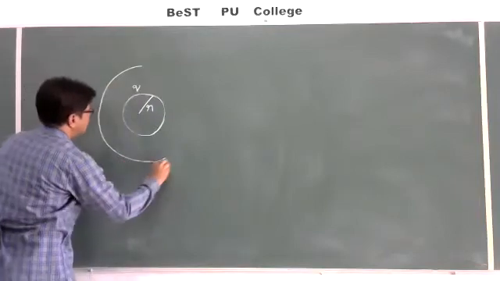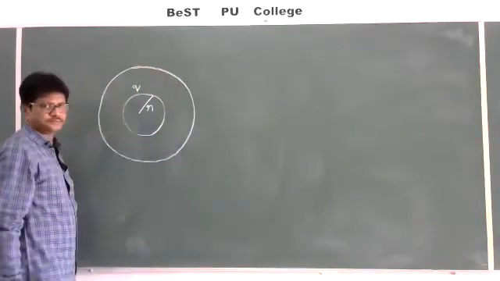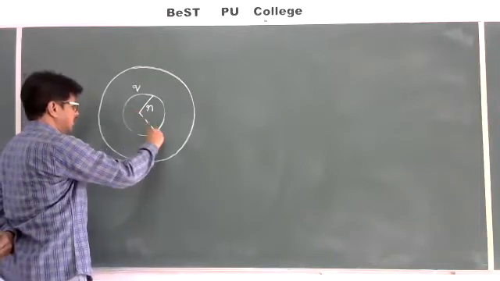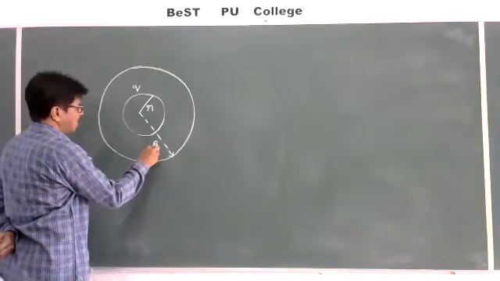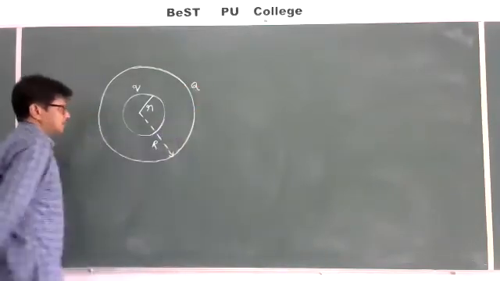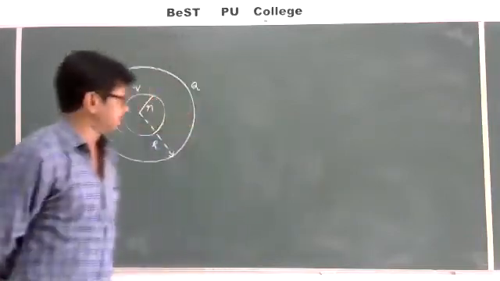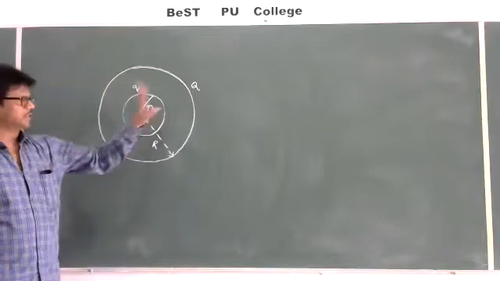Now, a sphere having a radius small r and a charge small q is placed inside a bigger hollow conducting sphere concentrically, meaning common center, having a radius capital R and a charge capital Q. Then he is asking us to find the potential difference between the two spheres.